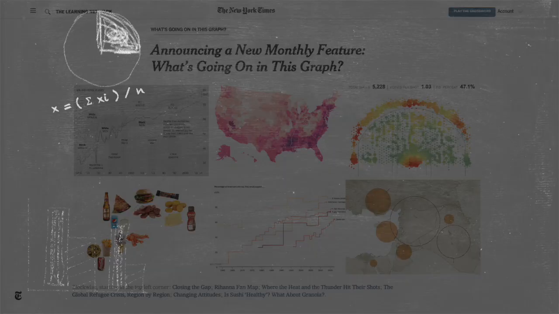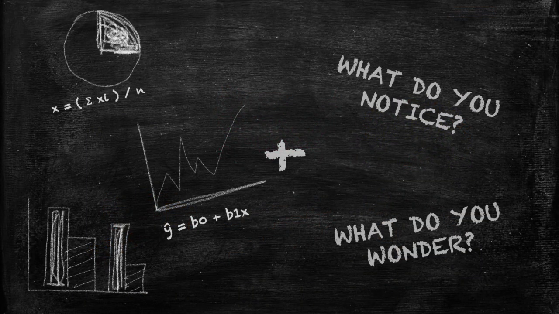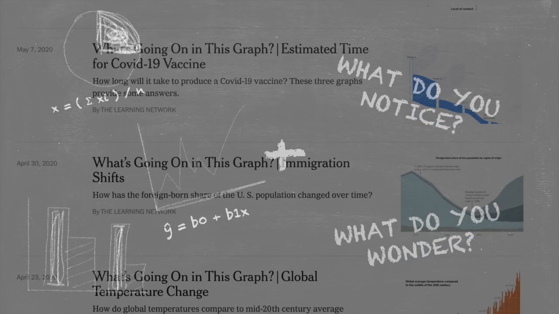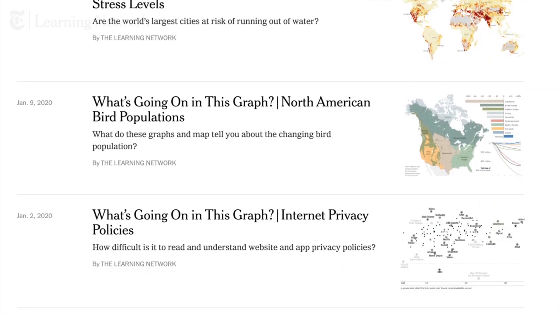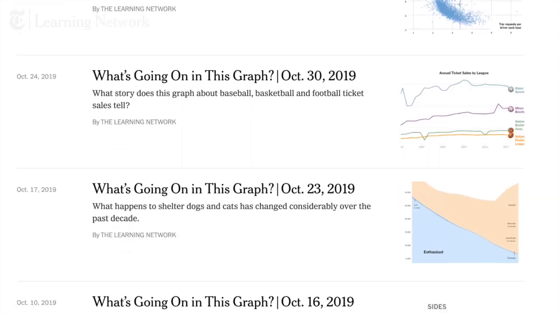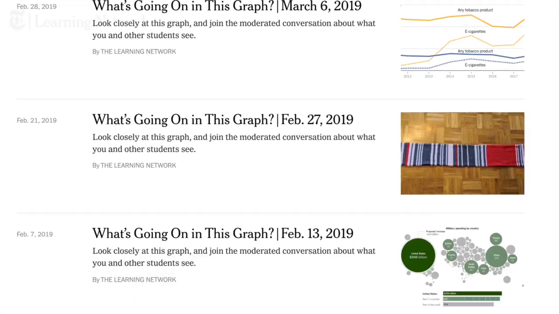We combined the graphs with Annie Fetter's What Do You Notice, What Do You Wonder? And 27,000 responses later online, 73 graphs, we have been going forward on increasing students' understanding of graphs. Okay, so this has been one of our most popular features.